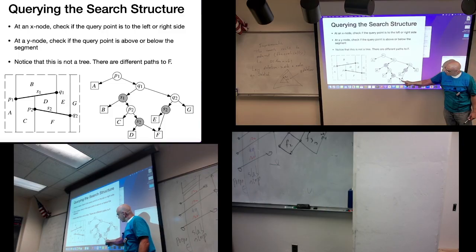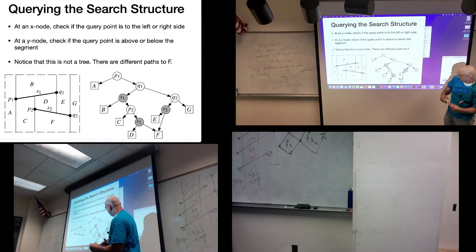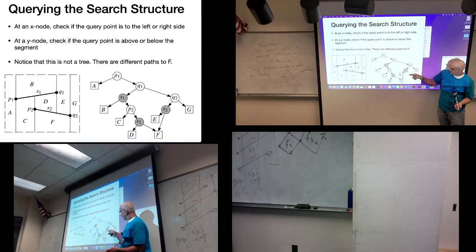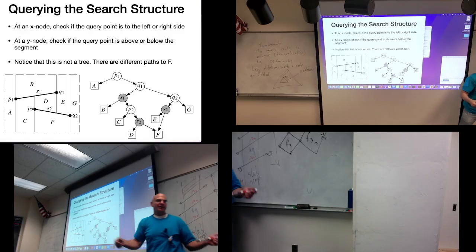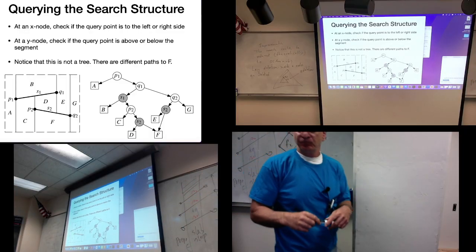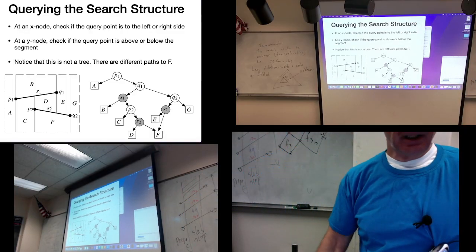And I can reach F from a few directions. I can reach F both from this side or from this side, and that's OK. It's not a tree. Also notice that S2 is stored several times in this DAG. That's also fine. Let's see how it works.